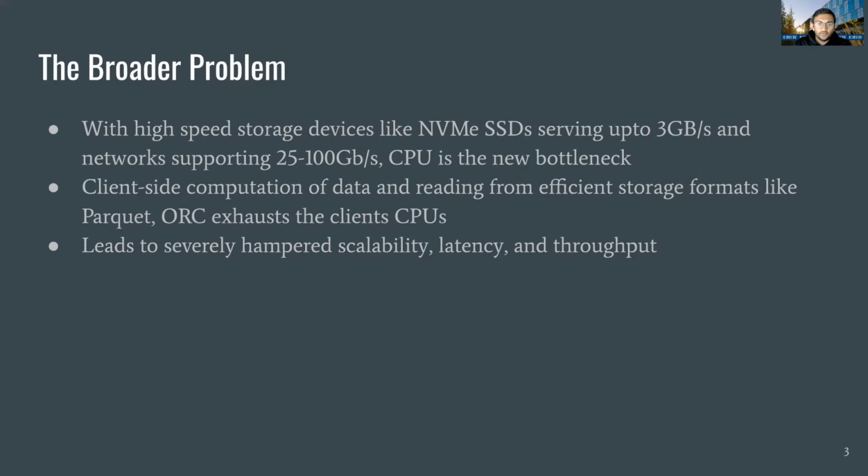in the space of data processing, where all the data is nowadays stored in highly efficient file formats such as Parquet and ORC, where a lot of encoding and compression goes into storing the data efficiently. Now the problem is that when trying to read and process the data on the client side, all this data first needs to be read to the client side, and then a lot of decoding and decompression has to happen, which is an inherently CPU heavy task, and that causes the client side CPUs to get bottlenecked and leads to hampering scalability and reduced latency and throughput.